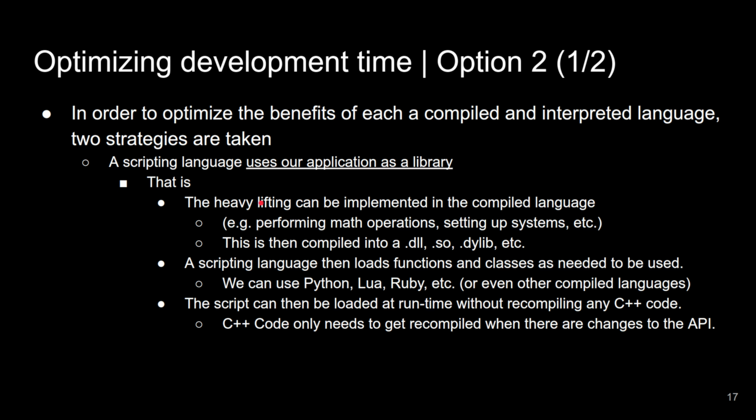So the other option that you can use to optimize your development time is to use a scripting language like Python, but build your application as a library in C++. What do I mean by this? Well, this means that you build something in C++, like a math library, a graphics library, or a data science library, some really heavyweight tool, and then you compile it into a library.